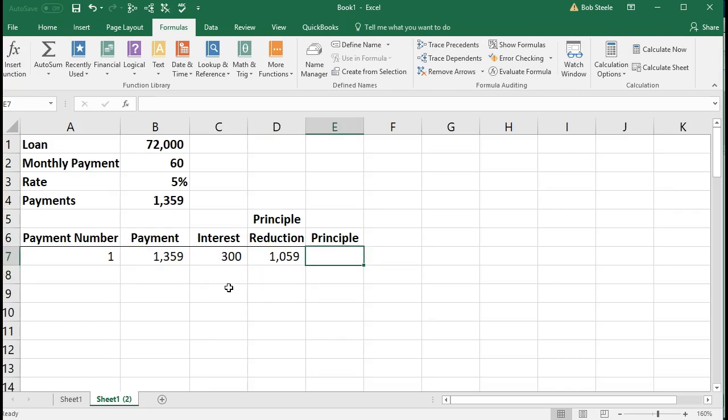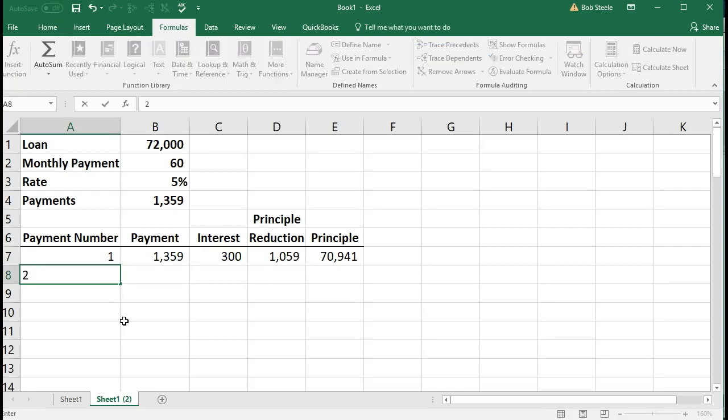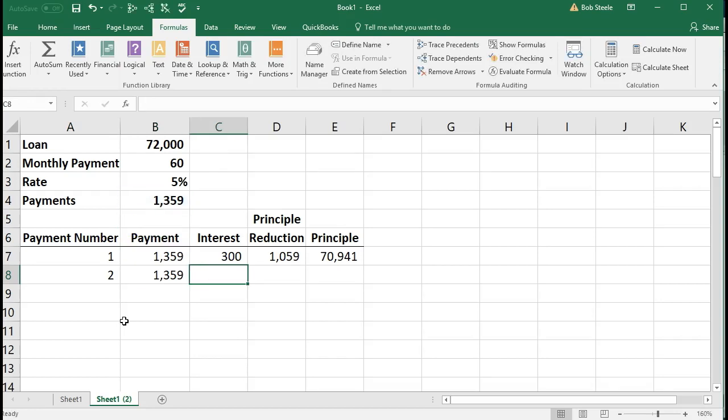Then our new principal amount is going to be equal to the 72,000 minus this decrease in principal. So after our first payment, we still owe 70,941, and we had the payment of 1,359, but broken out between interest of 300, principal of 1,059. Payment 2, if we do that same calculation, we're going to say the payment is constant. That's what we said was going to be constant, but the interest now is calculated on this new lower principal amount, because we're basically paying rent on the lower principal, times this 5%.